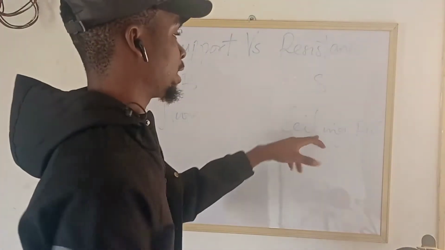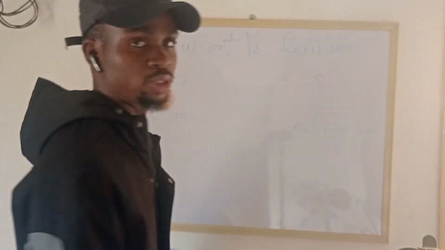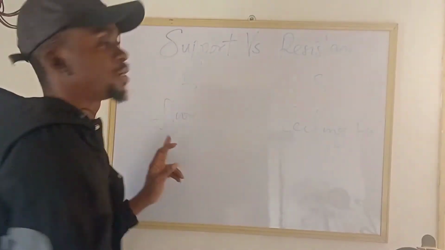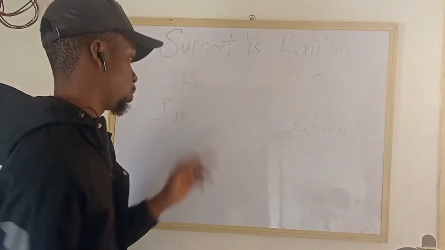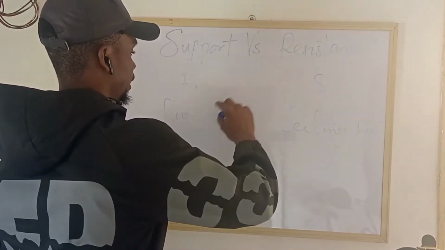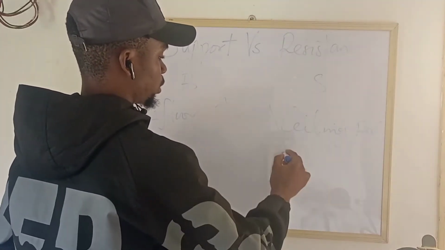So meaning at the ceiling we do what? We look out for a selling opportunity, we sell. Then on the floor we do what? We look out for a buying opportunity. That is, we do what? We buy. Then we sell.